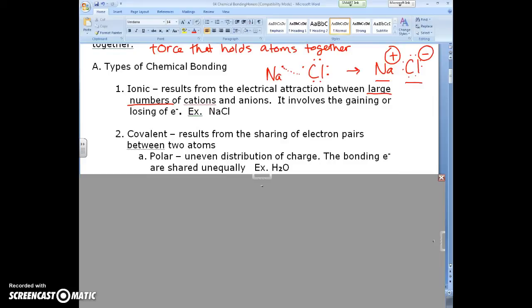So what happens with water, we've got 2 hydrogens bonded to an oxygen. So I'm going to do some drawings here. You're going to be able to draw these here in about a week. So now it's just about exposure.